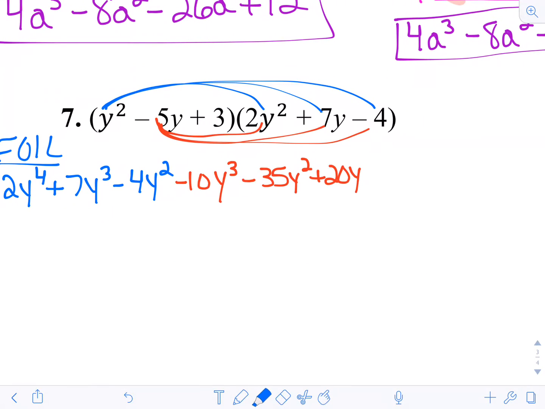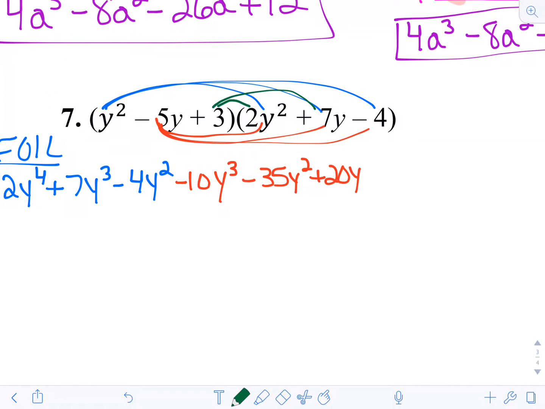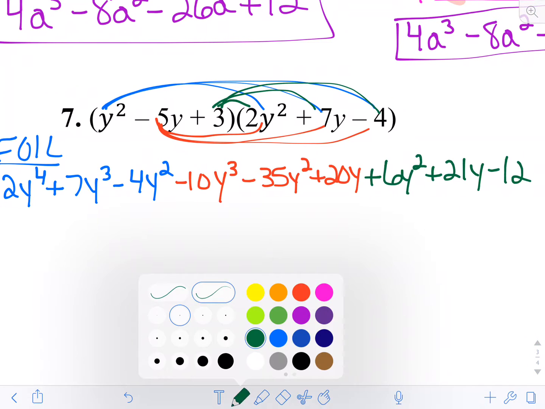Boy. Okay. Last one that we're going to do, we'll do green. You got to distribute this positive 3 to everything. 3 times 2y squared, 3 times 2 is 6, and you just have a y squared. 3 times 7 is 21, and you just have a y. 3 times negative 4 is negative 12. All right, here we go. Let's go ahead and combine like terms.